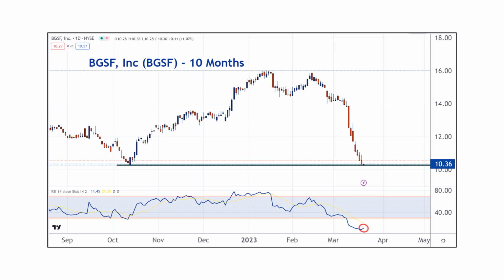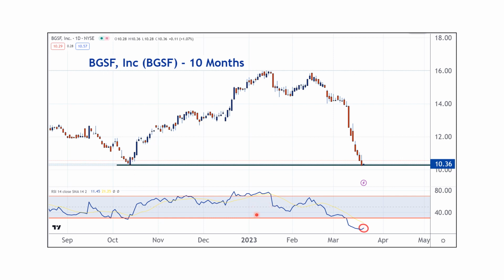Now, here we have BGSF, and it is oversold and it is at support. Oversold stocks that get to support tend to bounce. We can see it happen back here.